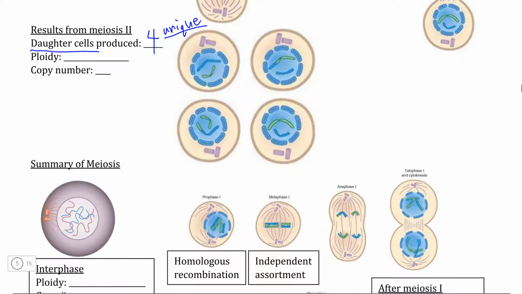Now, because of independent assortment in Meiosis 1, they are also haploid, meaning that they only contain one maternal or paternal homolog each, and only one copy of each chromosome, because of course the other maternal and paternal homolog would be provided by the other gamete during fertilization. And at this point, we are ready for the sperm or egg to mature to undergo sexual reproduction.